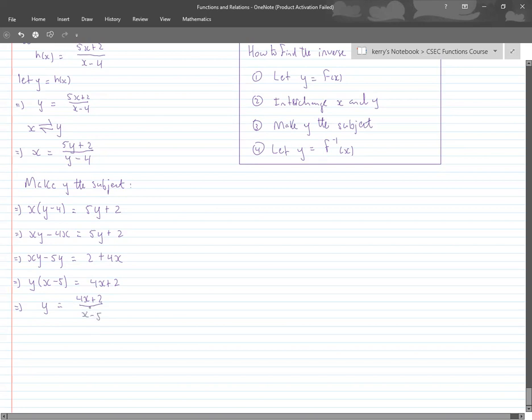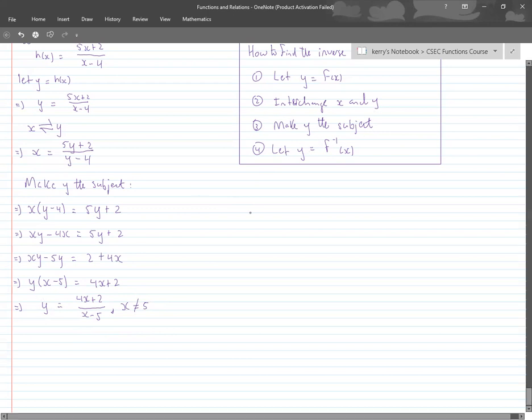In the next class, I will teach you all how to find the undefined value. But the undefined value here is that if x is 5, the denominator becomes 0, so x cannot be equal to 5. Because if x is 5, 5 minus 5 is 0, and you can't divide by 0. So that's why x cannot be equal to 5. And now y is the subject, which was our third step.